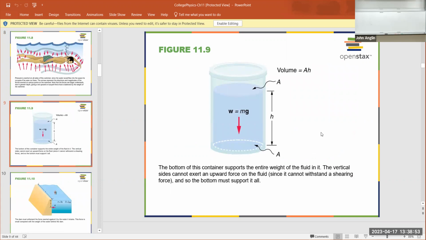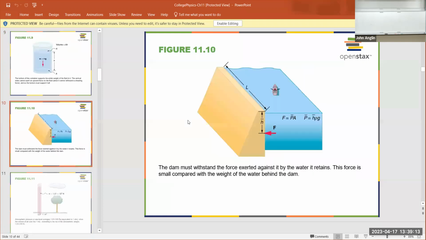So here is the example I was talking about with atmospheric pressure. Let's say we have this cylinder. The volume of this cylinder is just the area times the height. This is just basic geometry. And here's our force, which is just the weight, just mass times gravity. We use this in engineering a lot.